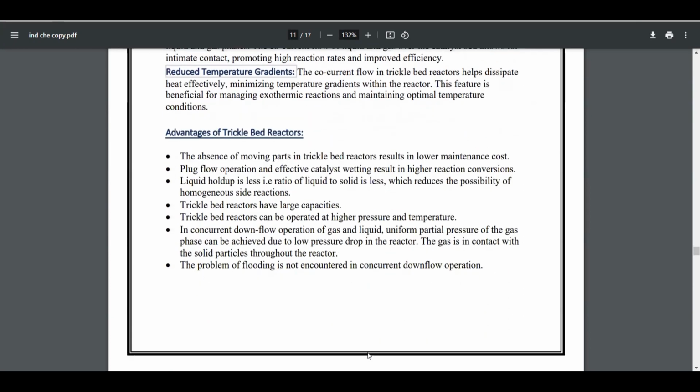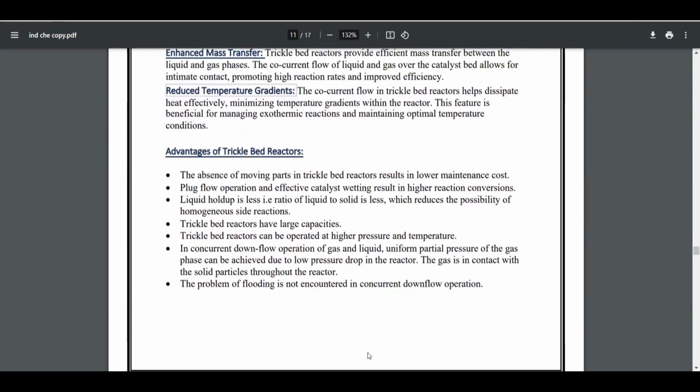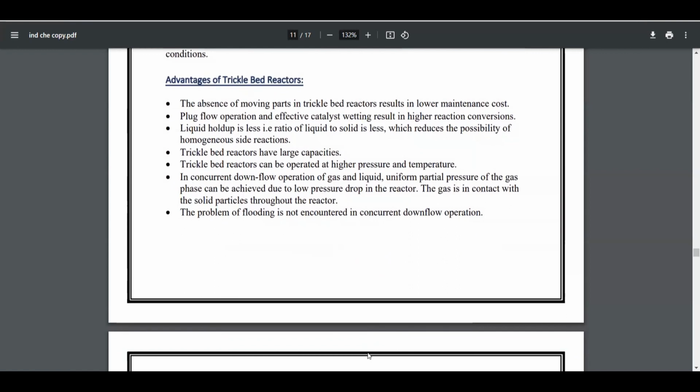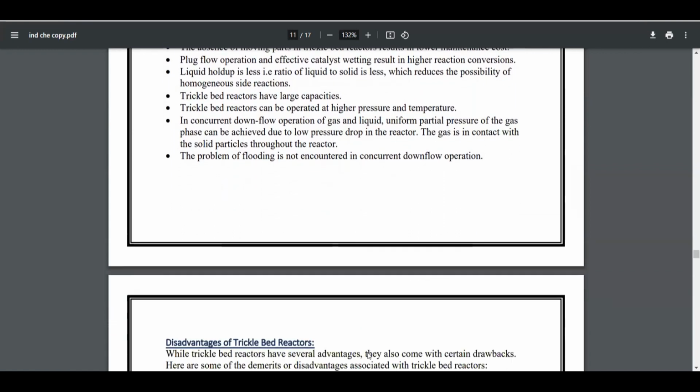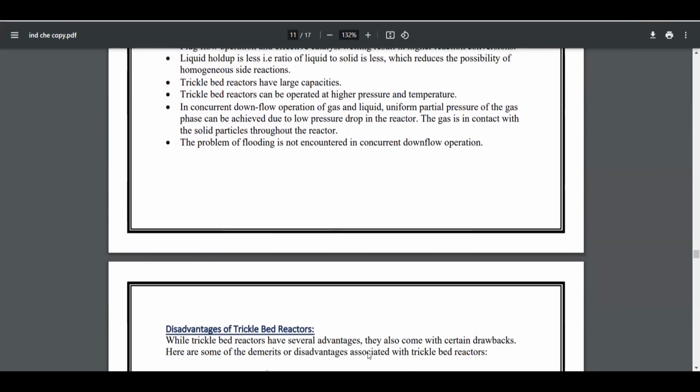reactions. And the trickle bed reactors also have larger capacities, and they can be operated at high temperature and high pressure. And the problem of flooding is not encountered because of the concurrent downward flow operation.